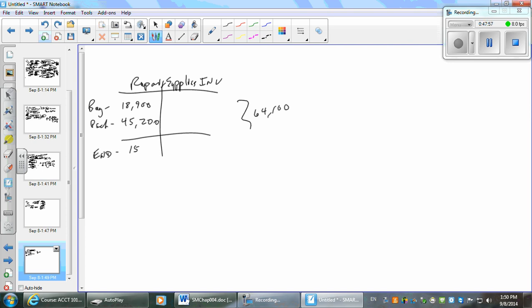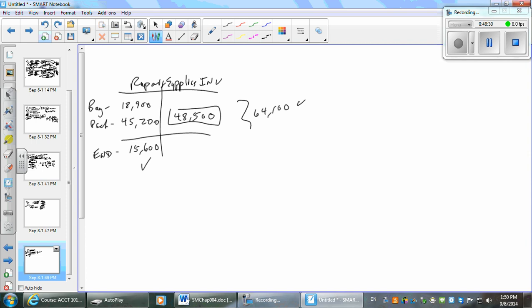Well, wait a minute. If 15,600 is on hand at the end, that's what I want the ending balance to be on the balance sheet, right? Because that's what I have. How much don't I have? If there's 64,100 available and there's 15,600 left at the end, how many don't I have? What's 64,100 less 15,600? 48,500? 48,500? Everybody get that number? Somebody work it. Okay? All right?